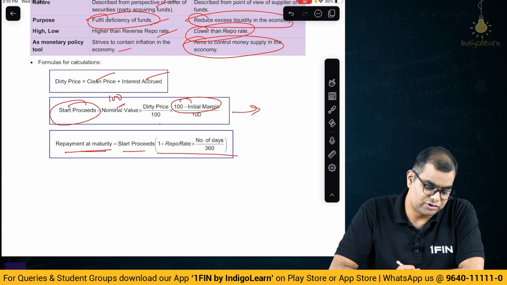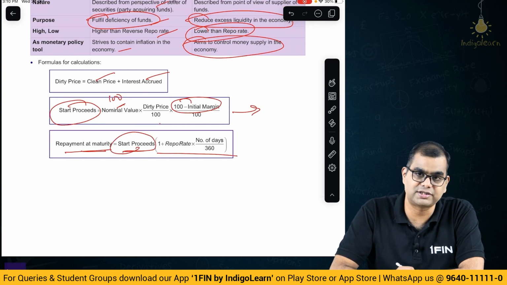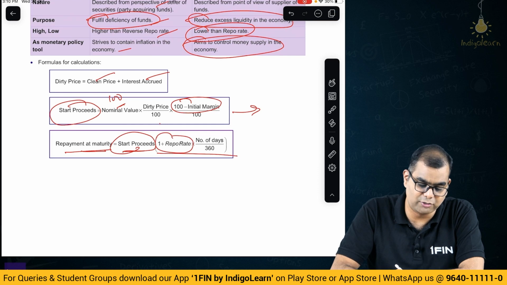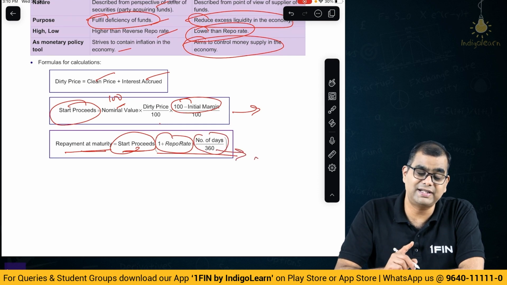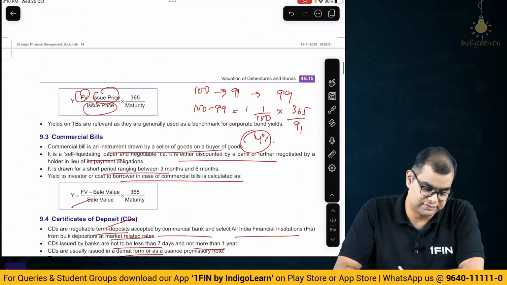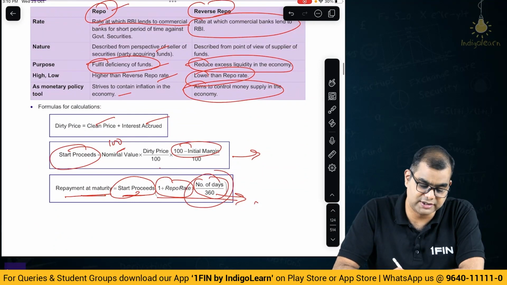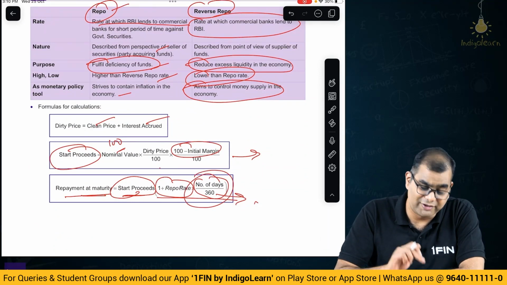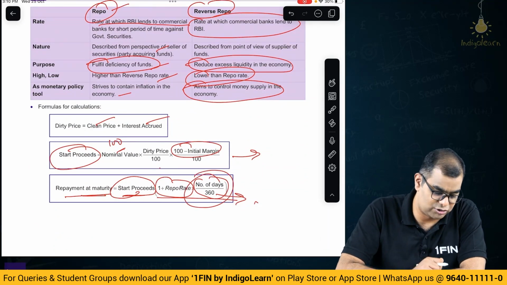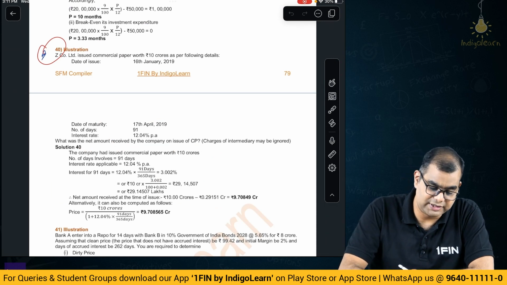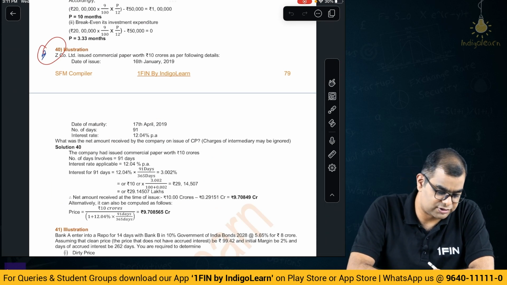What is repayment at maturity? Repayment is whatever is the proceeds that you get in the beginning into 1 plus repo rate into number of days divided by 360. Please note here it is 360. Everywhere else it has been 365, whereas with respect to repo, it is 360. This is something you have to remember. When we solve these problems, you will understand better. Let's go there. Let us first look at a simple question, then we'll go to slightly more complex questions.